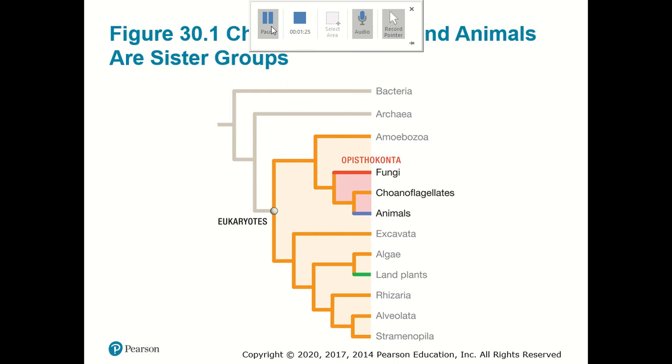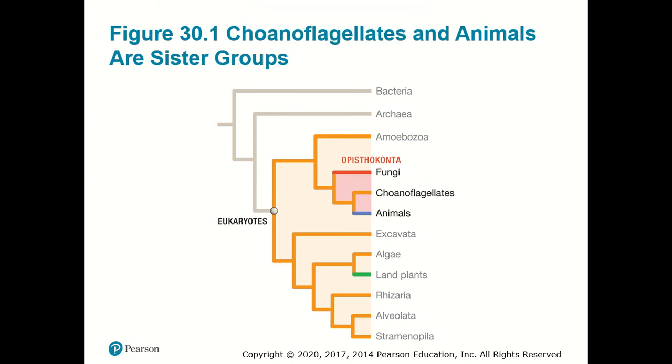Let's start by taking a look at the phylogenetic tree where animals are located. Keep in mind, animals are eukaryotes, and they are located within a larger, broader group or lineage called the Opisthokonta, together with fungi and choanoflagellates. As you can see in the phylogeny, animals share a common ancestor with the choanoflagellates, which occurred somewhere around 900 million years ago.